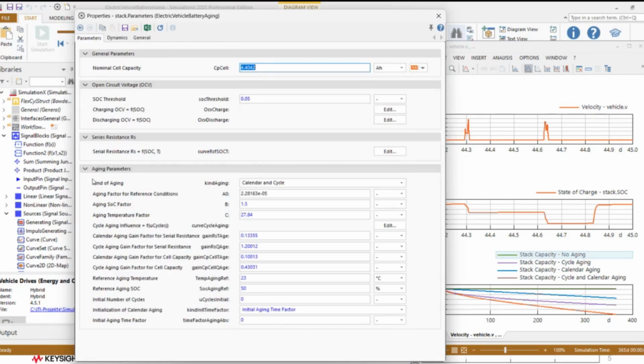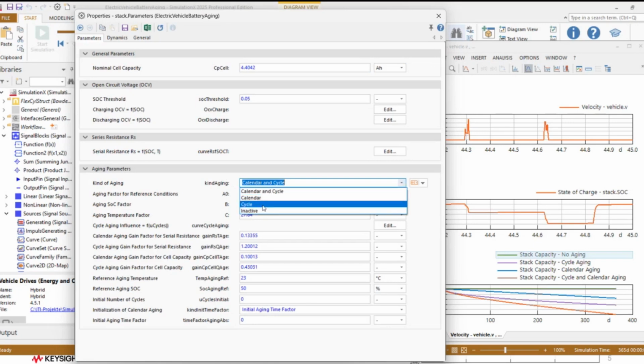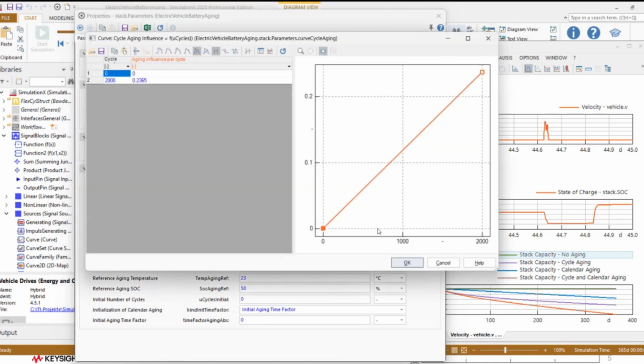Here we have this new parameter set for aging. We can select between no aging, of course, or separate cycle or calendar aging. And in this model, we have both calendar and cycle aging. Everything comes with a certain set of parameters. For this calendar aging, we use the so-called Arrhenius equation, and the cycle aging is based on a curve which defines how fast the battery decreases.